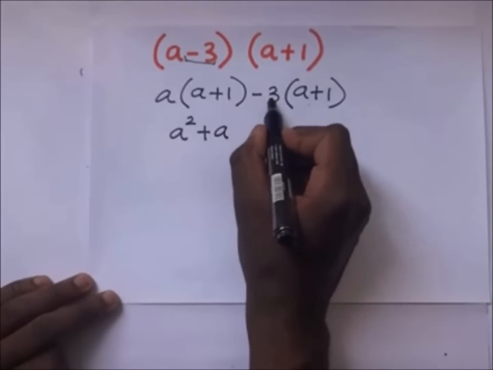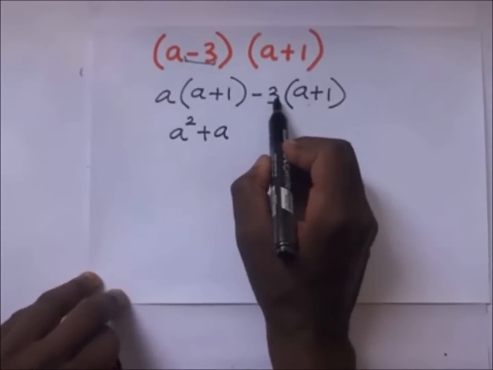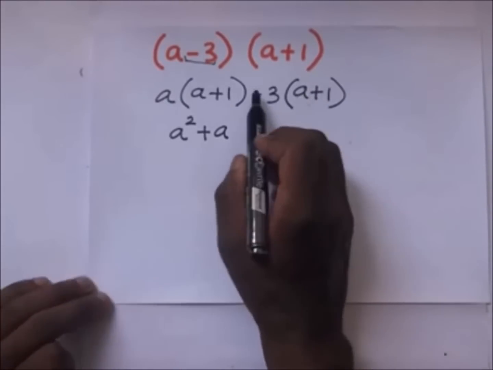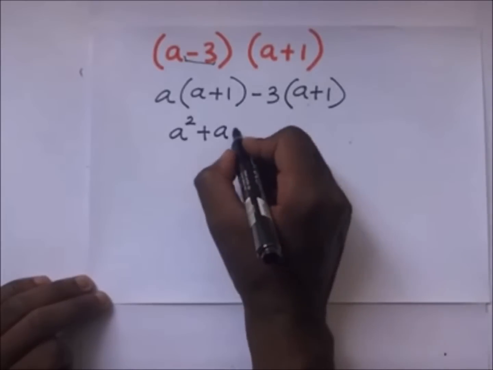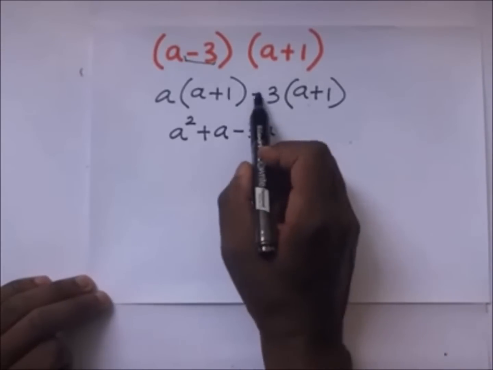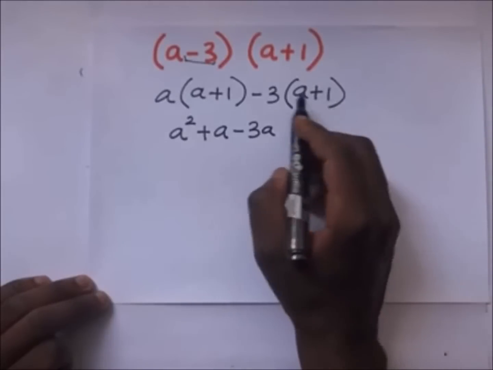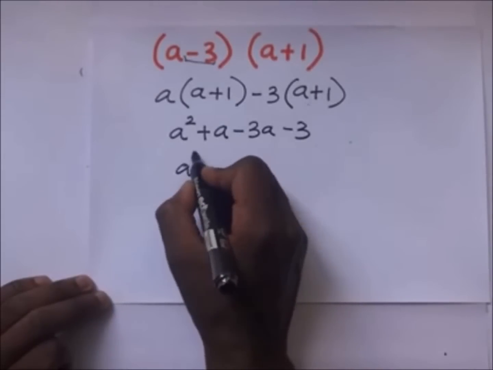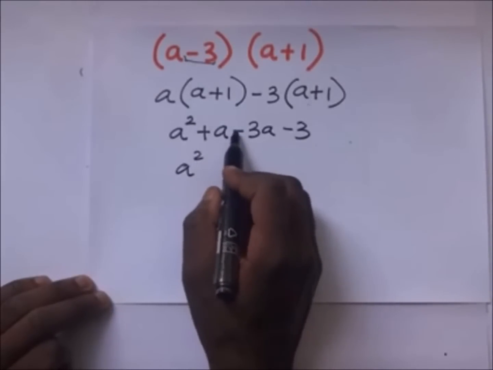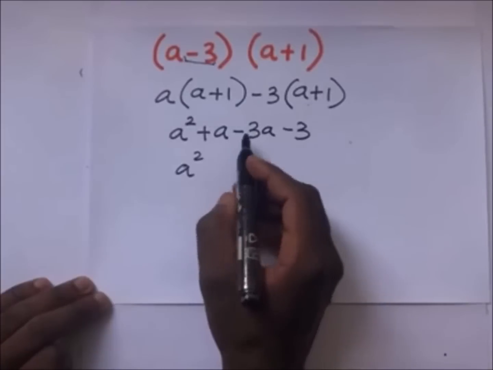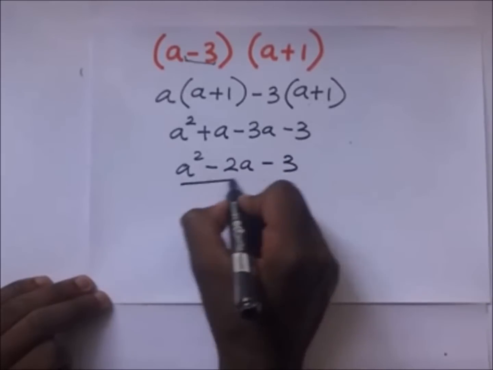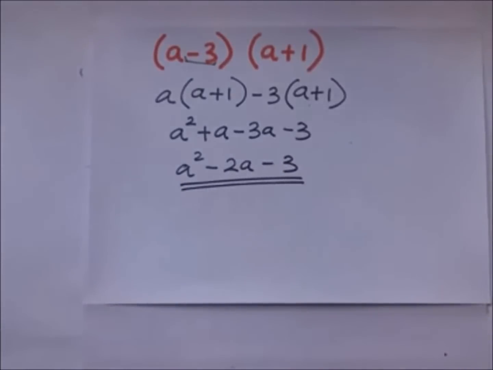Then we have negative 3 times a. Remember now this is negative times a positive, so the answer we're supposed to get here is a negative. So negative 3 times a is going to give us negative 3a. Then we have negative 3 times positive 1 giving us negative 3. And so here our answer is going to be a squared, a positive a minus 3a is giving us negative 2a, so it's going to give us minus 2a minus 3. And that is how we open brackets.